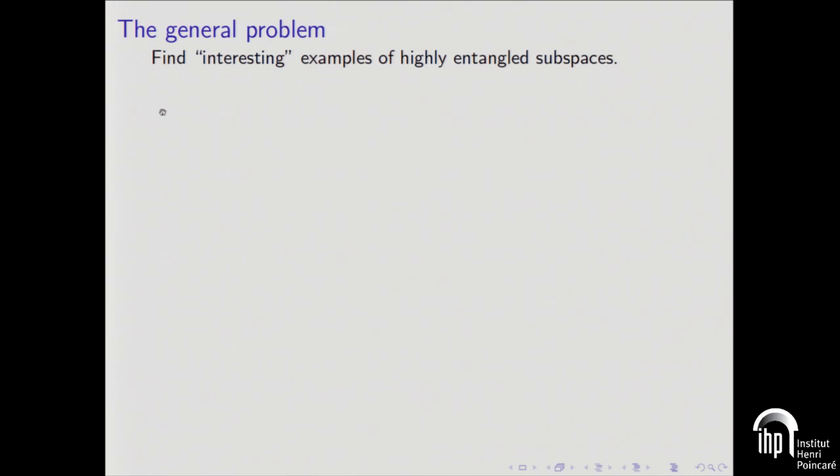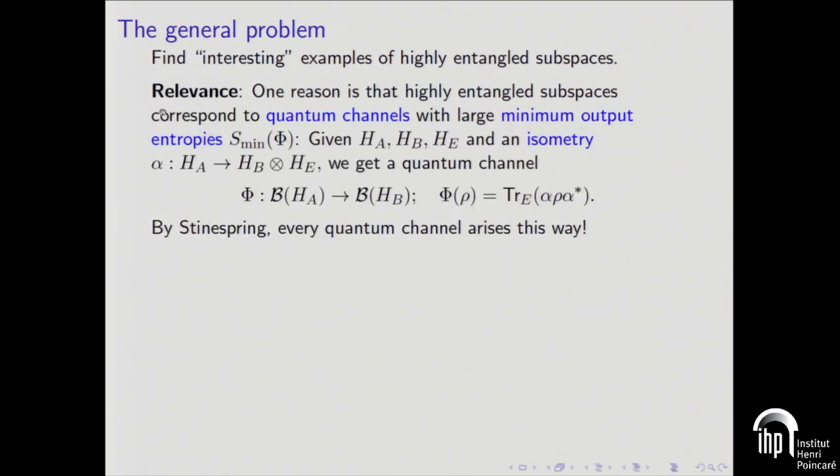So the general problem here is we're interested in constructing interesting examples of highly entangled subspaces. And there are many reasons why this is an interesting question, but for today, I'll just say one reason is that highly entangled subspaces correspond to quantum channels which have large minimum output entropies. So if I have a channel phi, then S min will denote the minimum output entropy.